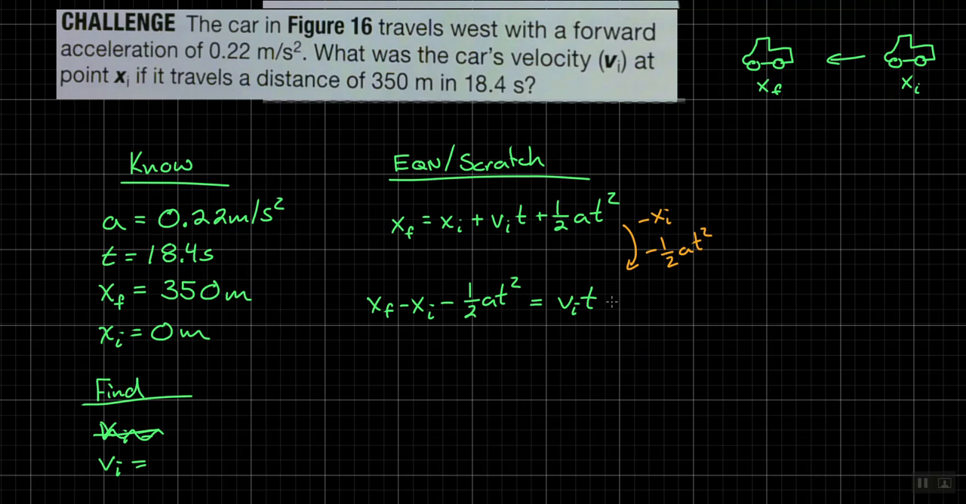To isolate or solve for initial velocity, one more step. Totally, what do you want to divide by? Both sides by time. I'm good with that, so I'm just going to say divide by time here. And it looks like we now have the following. X sub f minus x sub I minus 1/2 a t squared, all divided by time, and that's how I get my initial velocity.